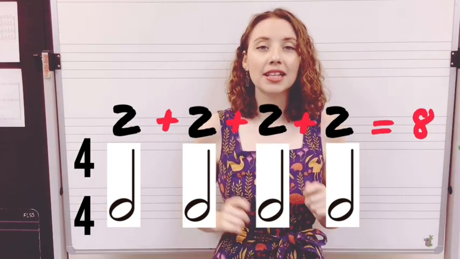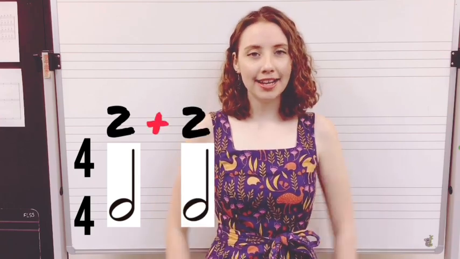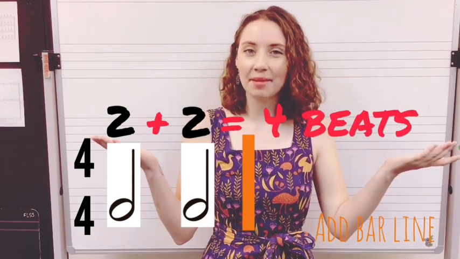Therefore, we need to use less of them. So let's start by using just one minim. That makes 2 beats. But we need to come up to 4, so let's add another one. And if you're very good at maths, you'll know that obviously 2 plus 2 equals 4. So that means it's the right amount.